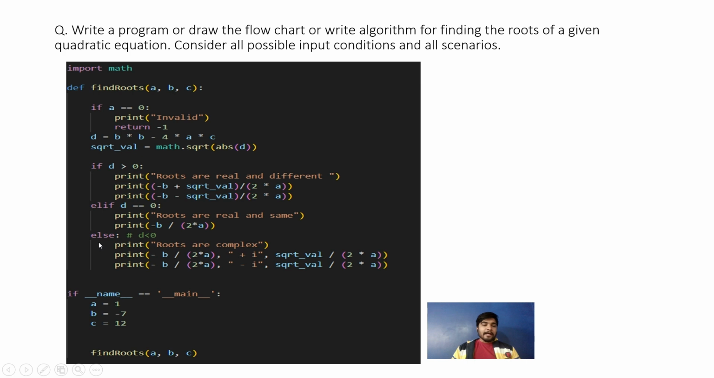Now an else-if statement follows and the condition is d is less than 0, print roots are complex. Then print -b divided by 2 into a plus i times square root value divided by 2 into a. Then print -b divided by 2 into a minus i times square root value divided by 2 into a. Now giving values to a, b and c and calling the function find_roots. Thank you.